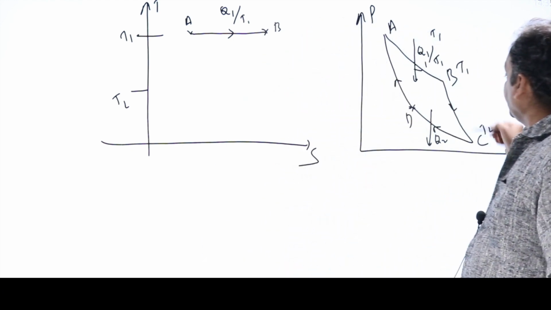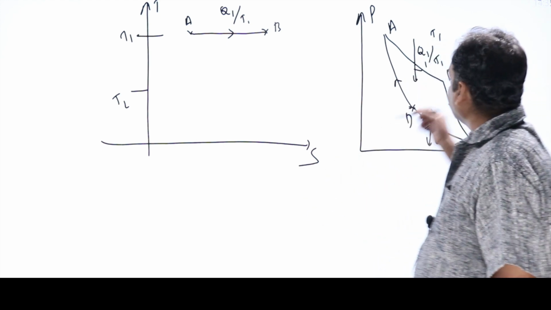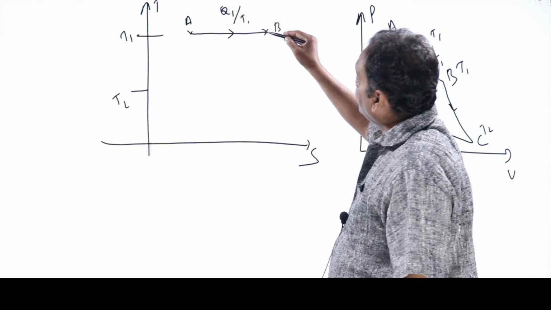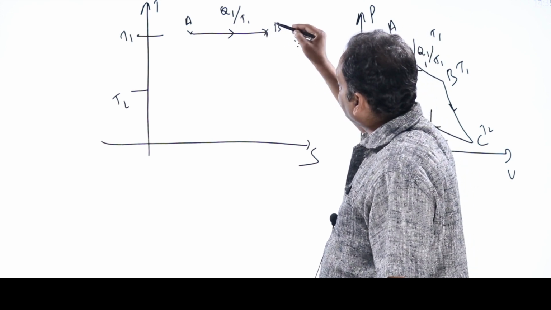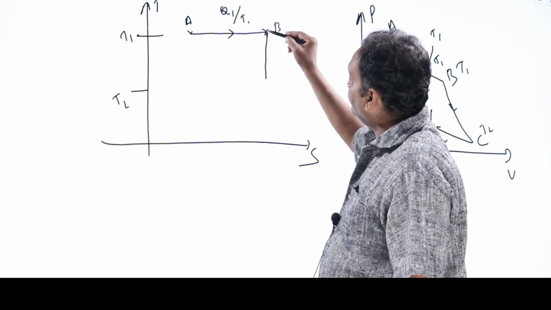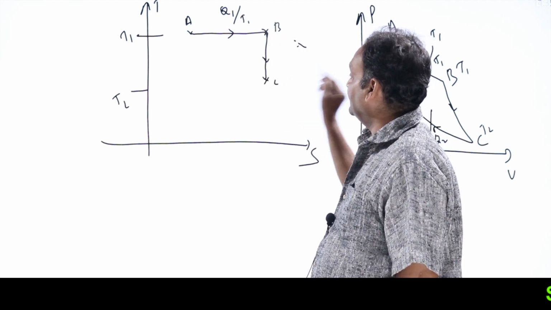The second step, B to C, is a reversible adiabatic process in which entropy remains constant but temperature falls down from T1 to T2. So temperature is falling down from T1 to T2 at a constant entropy, we'll get a vertical line like this. Entropy should be constant. Temperature should decrease from T1 to T2, so it comes like this up to the point C.